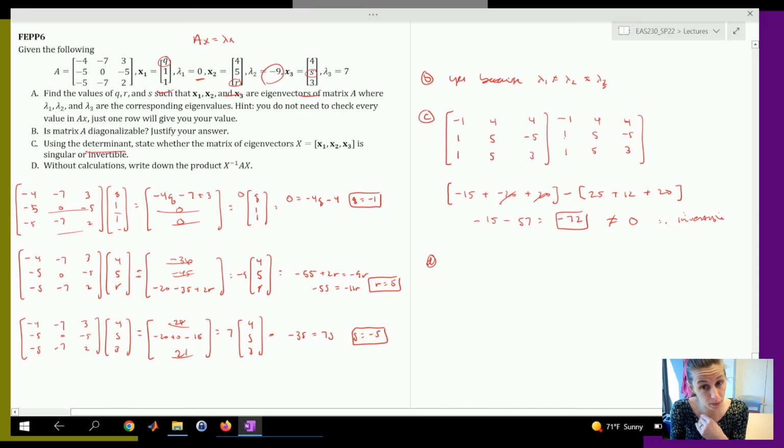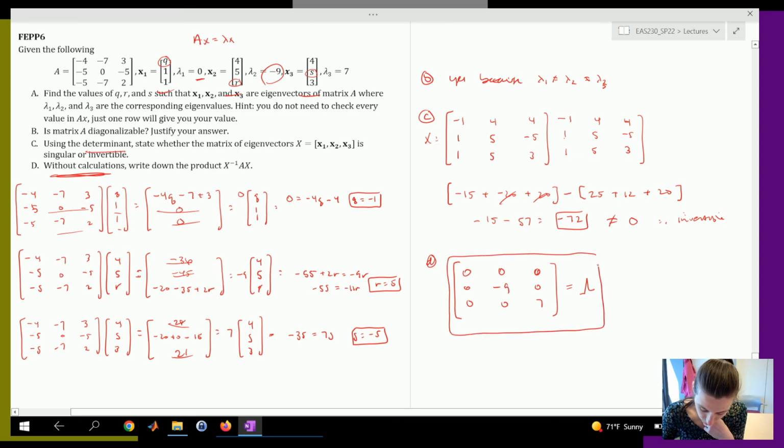For D, it looks complicated, but it's not. Without calculations, write down the product of x inverse A x. X inverse times A times x is just your diagonal matrix with your eigenvalues plugged in. So if this here is x, the eigenvalue for this one was equal to 0. The eigenvalue for this one was equal to negative 9. The eigenvalue for this one was equal to 7. If you plugged in your x vectors in a different order, your lambda here should reflect that. And there we go.